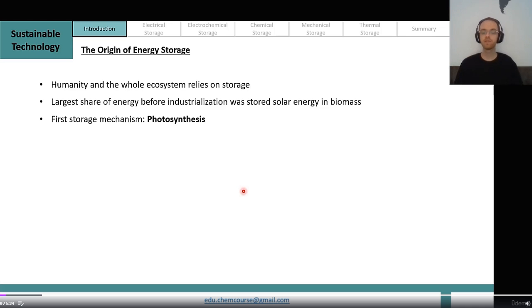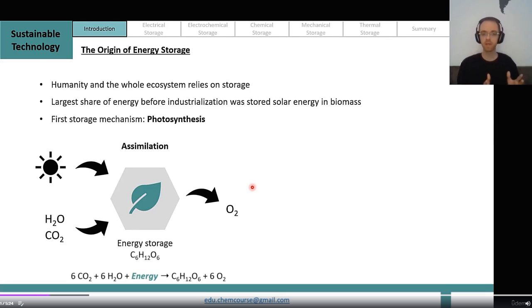And you can readily see this by just looking at nature. You will see trees and you will see grass, any kind of plants. This is all what you consider solar energy saved in biomass. And how did this accumulate? Well, the first kind of storage mechanism for energy storage is so-called photosynthesis.